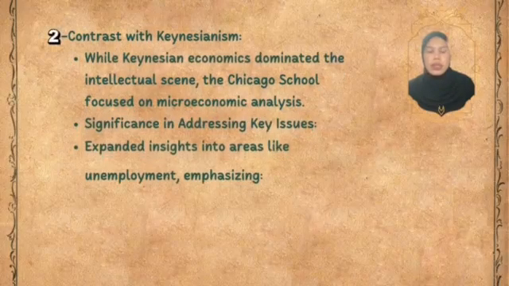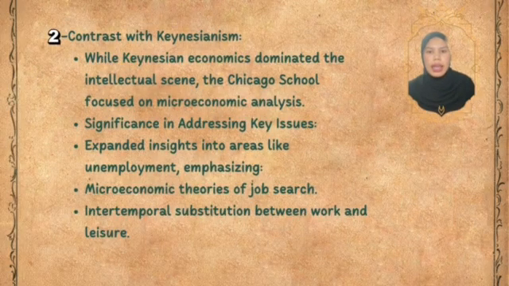Next, contrast with Keynesianism. At the time, Keynesian economics was widely embraced, and most economists focused on macroeconomic ideas. However, the Chicago School emphasized microeconomic analysis, shifting attention to concepts such as job search theories and how people balance work and leisure over time.